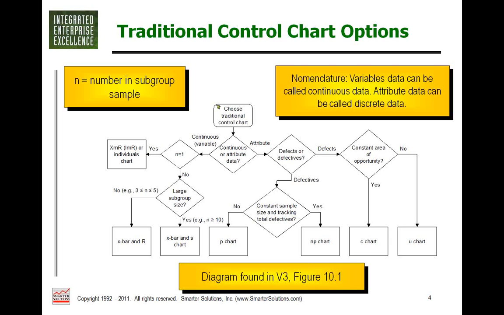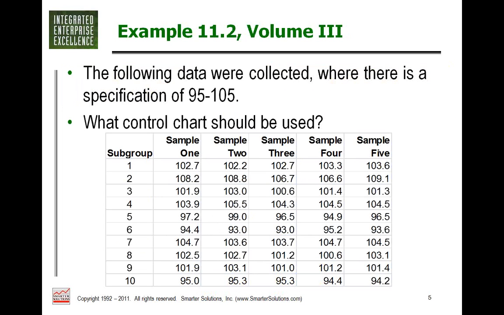Now, if we look at how traditional control charts are selected, I'm sure you've seen a decision tree that looks like this. If we've got a certain set of data, we might want to use an X-bar and R chart, or a P chart, or a C chart, or a U chart. So that's the traditional way of approaching it. What I'm going to be suggesting is a completely different way of viewing this.